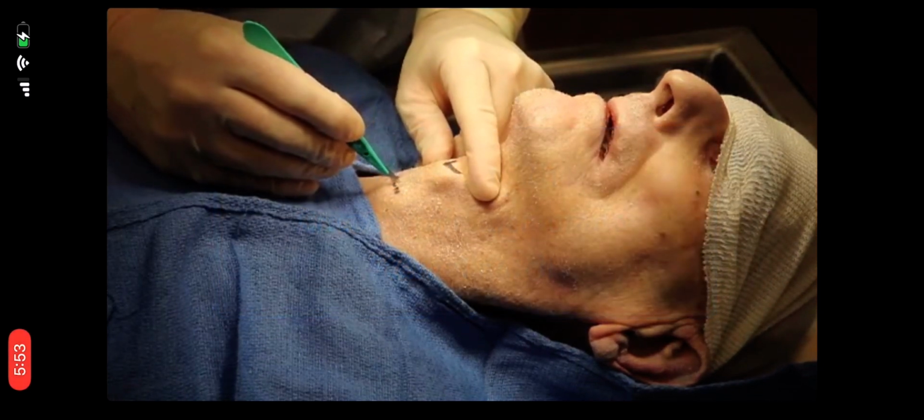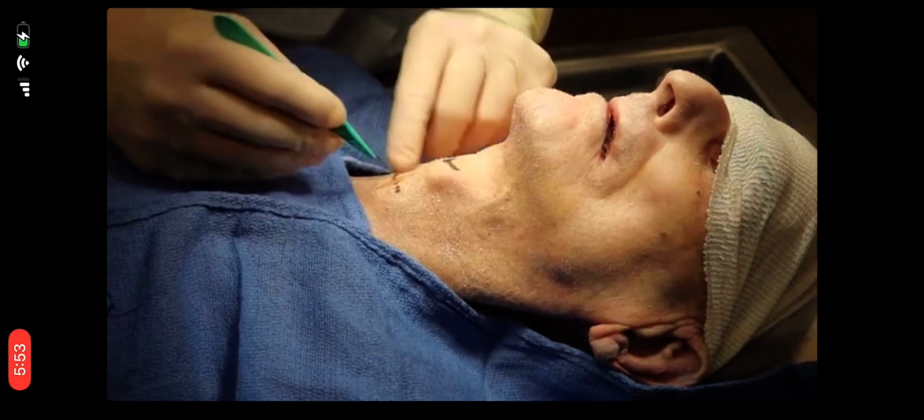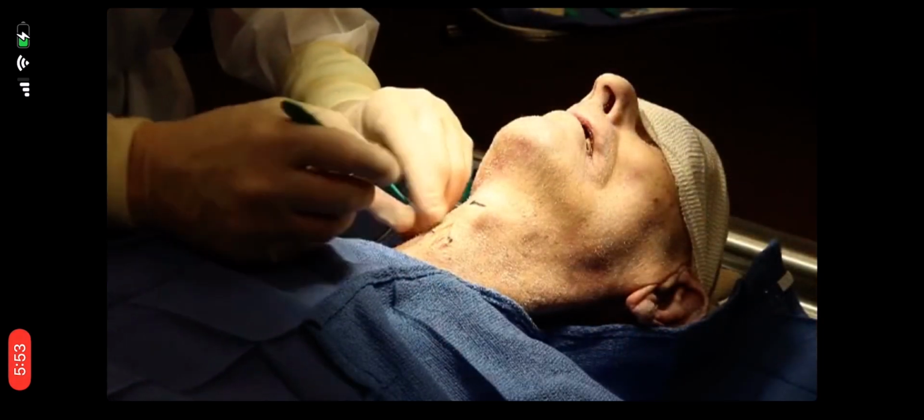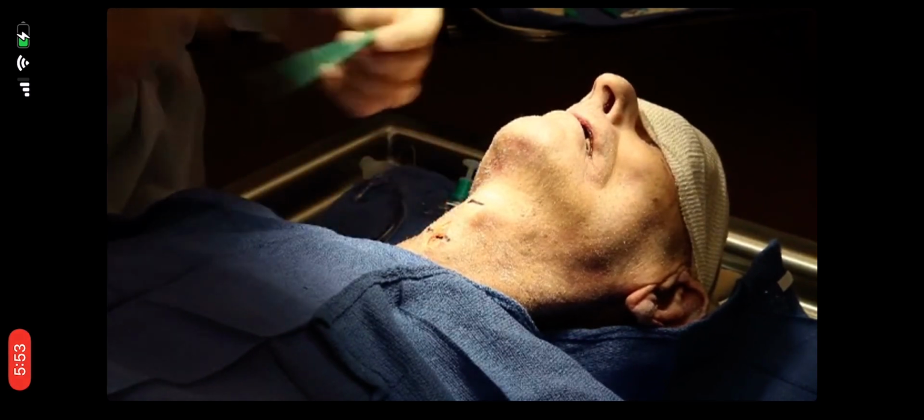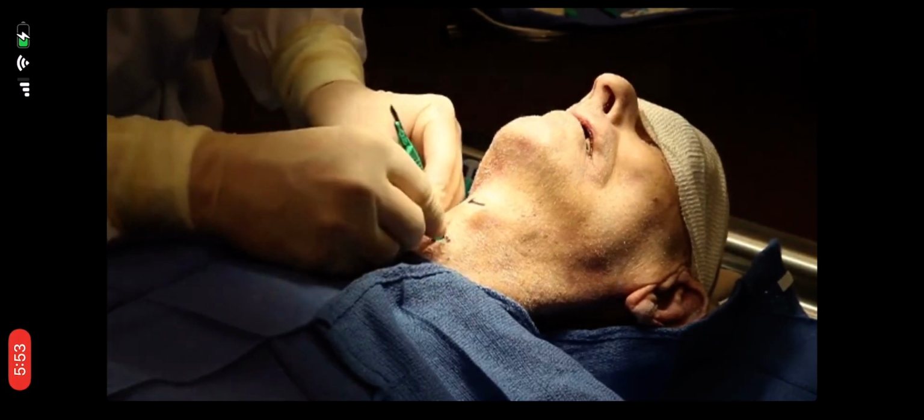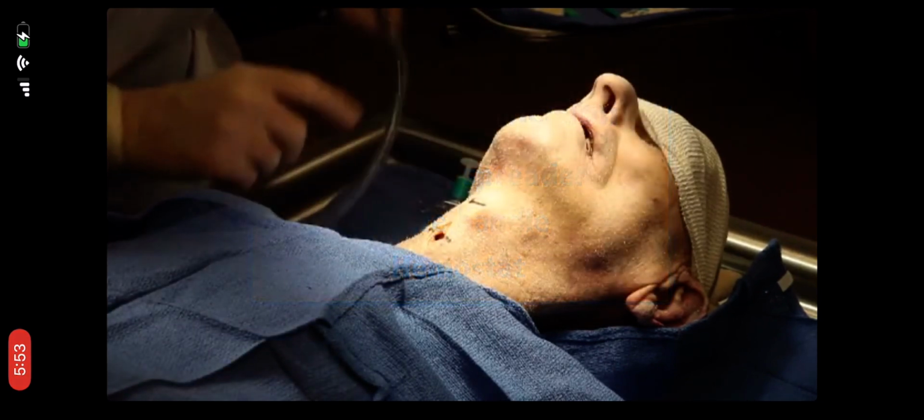A skin incision is made over the cricothyroid membrane, which is then incised transversely, taking care not to damage the cricoid or thyroid cartilages. The incision in the membrane is enlarged by gently inserting a tracheal spreader, knife handle, or hemostat into the wound and spreading or rotating to open the airway.